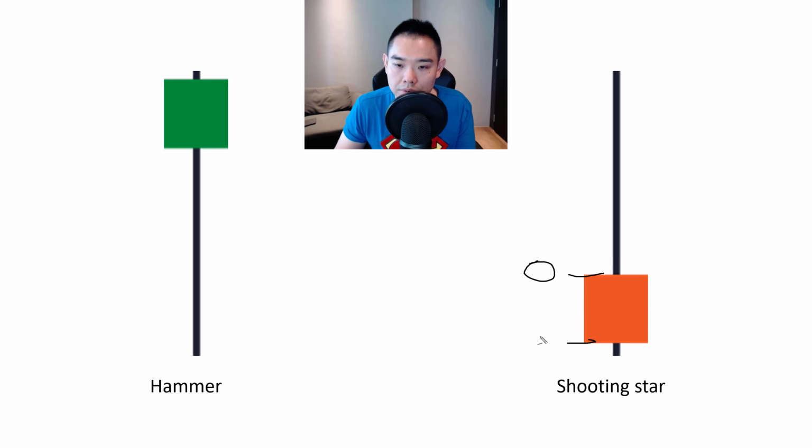This is the closing price. So one thing to note is that for a hammer and a shooting star, the opening price and the closing price are opposite. For the hammer, the opening price is here, the closing price is here. So you can see that the close is above the open, whereas for a shooting star, the close is below the open. This is just basic candlestick knowledge. And as usual, this is the high of the day, and this is the low of the day.